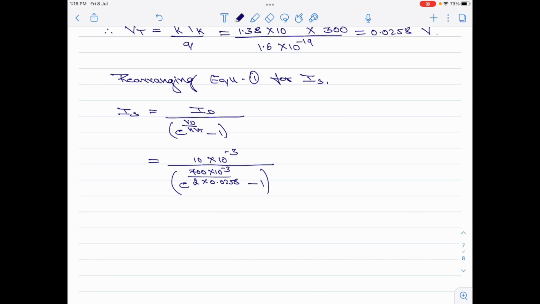When you compute this, you will obtain the answer as 14.2471 into 10 to the power of minus 9 amperes. This is the value of the reverse saturation current of the diode for the given specification in the numerical.